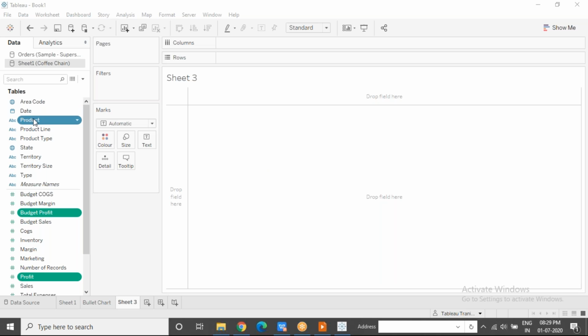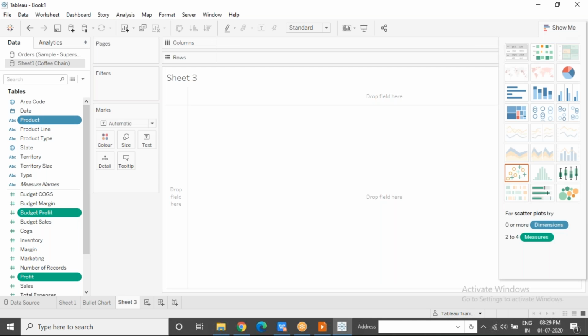Just select the measures and select the dimension. Two measures you have to select. It's compulsory to have two measures selected, because if you go to the Show Me panel and you check bullet chart, you see the requirement: 0 or more dimensions, but two measures.